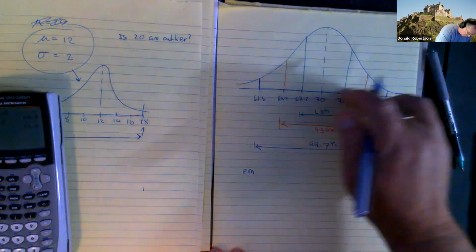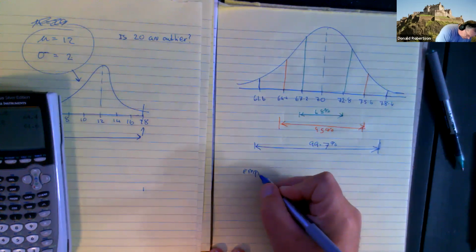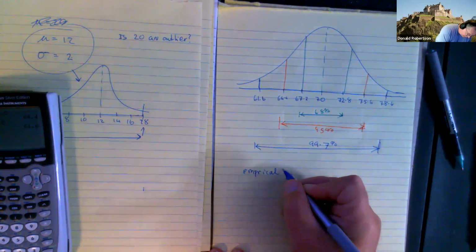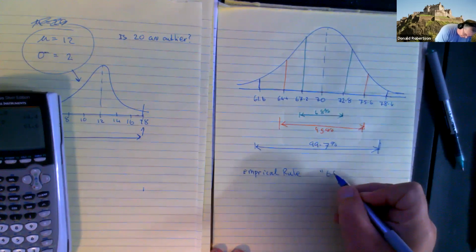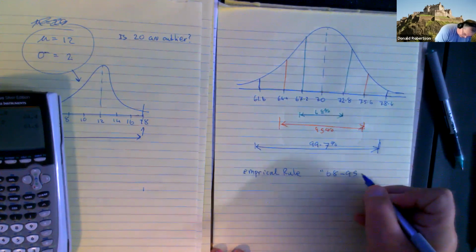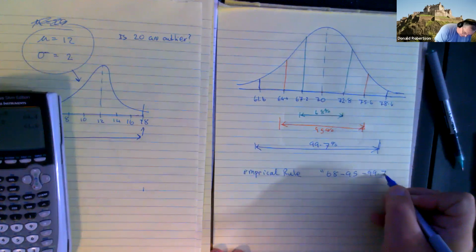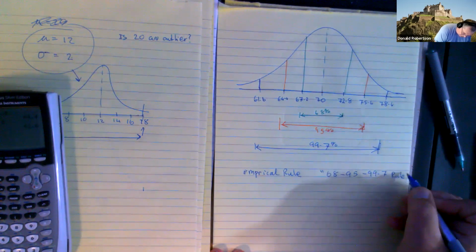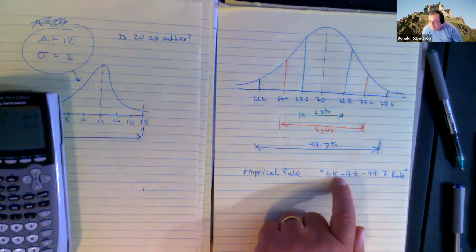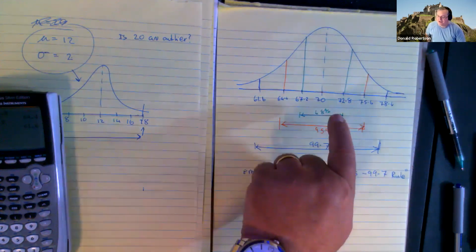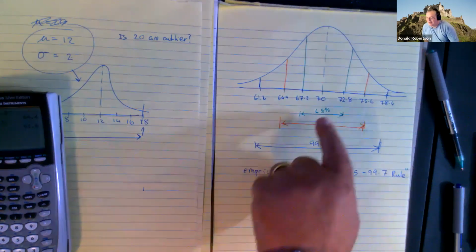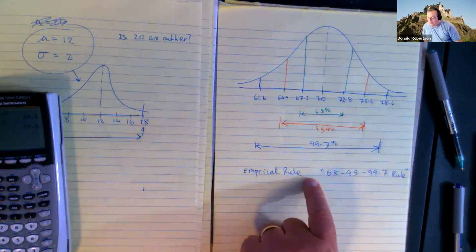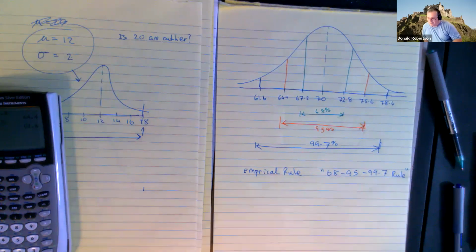This rule has 2 names. This property, this rule, it's either called the empirical rule, which I don't like, or it's called the 68, 95, 99.7 rule. Now, I like that name because doesn't that name tell you the numbers to use? I don't like this name because I then have to remember these numbers anyway. So why don't I just remember these numbers and have that as the name at the same time?